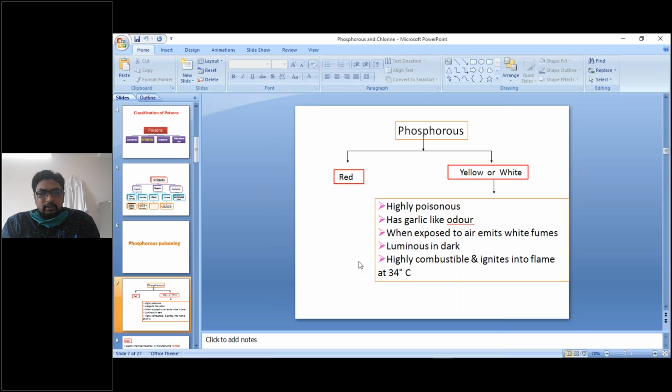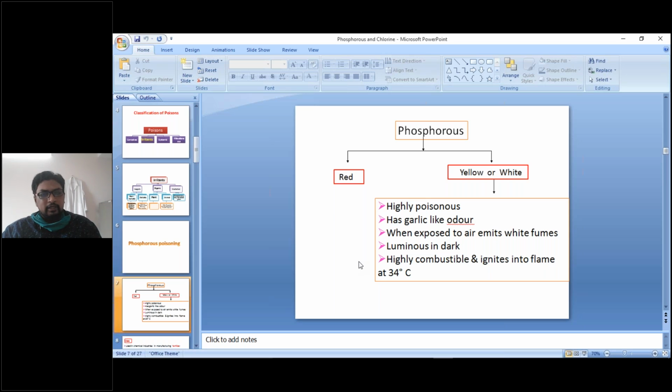So phosphorus poisoning is in two forms. One is red phosphorus, another is yellow phosphorus or white phosphorus. Red phosphorus is non-poisonous. Yellow phosphorus and white phosphorus are poisonous. Yellow or white phosphorus has a garlicky odor, and one feature is when it is exposed to air, it emits white fumes.